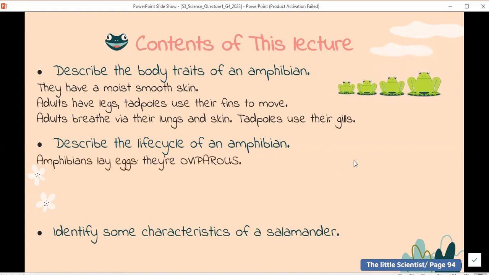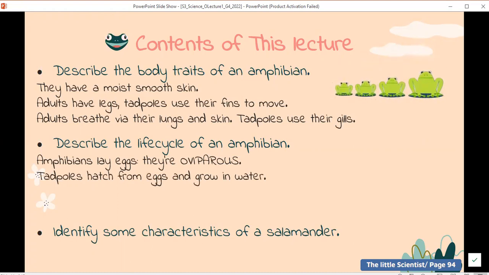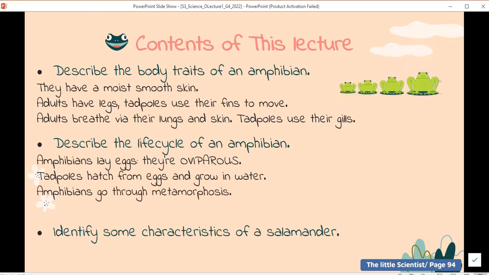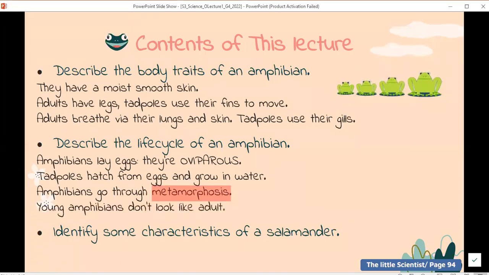An amphibian goes through metamorphosis. It starts as an egg, since amphibians are oviparous animals. Tadpoles or baby amphibians hatch from eggs and they grow in water. This change is called metamorphosis. Baby amphibians don't look like big amphibians. This change or transformation is called metamorphosis.